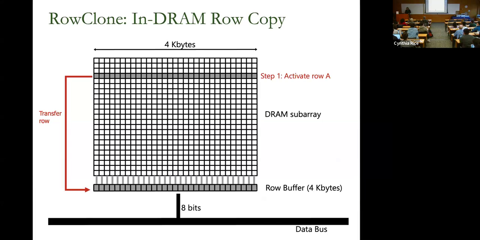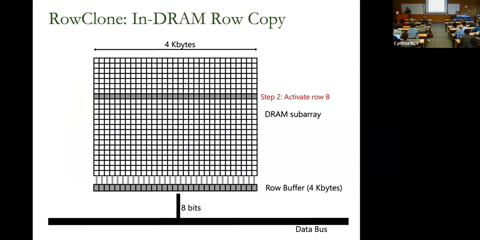And then we're going to do something slightly different. We activate the destination row while deactivating the source row, which will connect the sense amplifiers to the destination row. Essentially, we use the sense amplifiers as a buffer to move the data from the source row to the destination row. Clearly, we're moving some data, but we're not moving the data all the way back through a narrow channel and wasting a lot of energy.